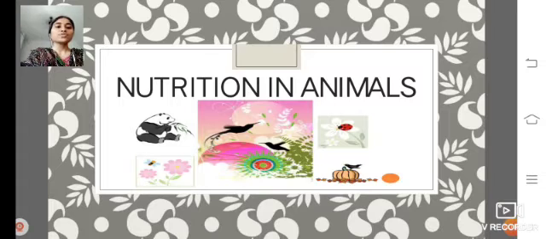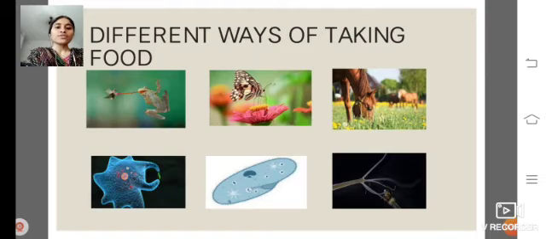Today I am going to start a chapter, Nutrition in Animals. Children, we have seen different types of animals around us. So many of them are having different special structures and designs through which they can take their food.